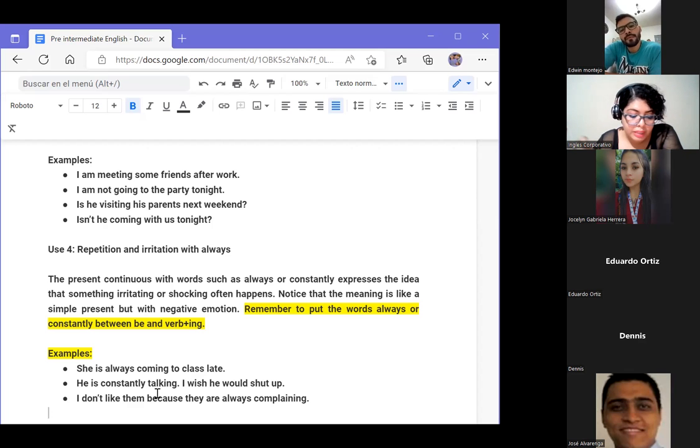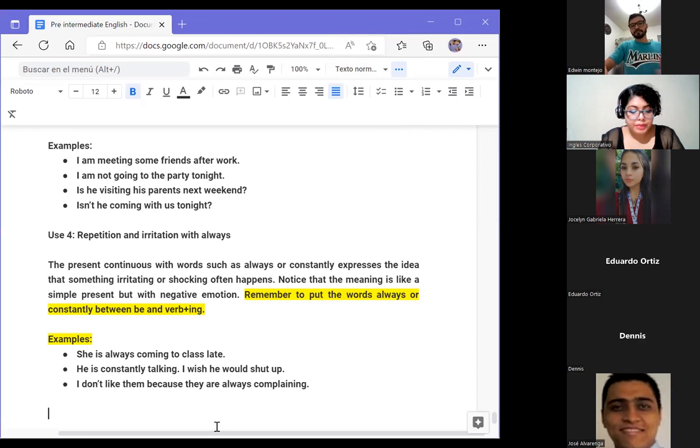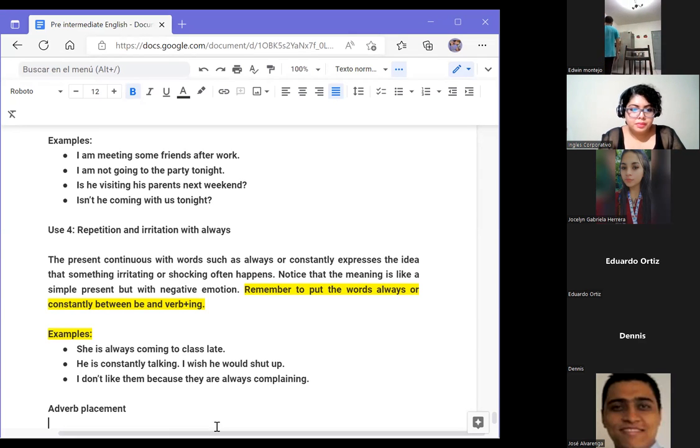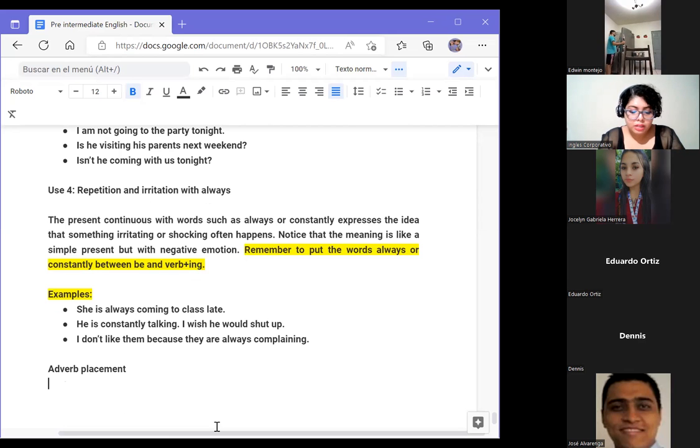Then we have adverb placement, which says that the examples that we are going to write show in which place we are going to write the adverb. Let me minimize it. Okay, we have the adverb placement. So we have some examples in which you are going to see what kind of adverb we have. We have here always. We have also only. We have never, ever, still, just, etc.